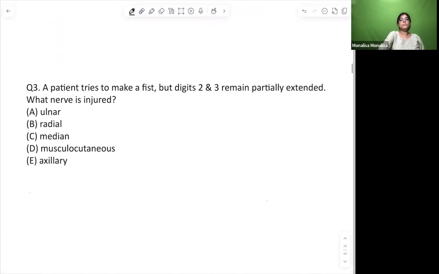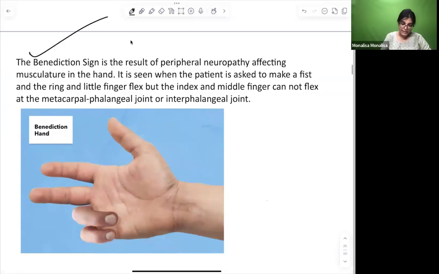A patient wants to make a fist, but he is not making a complete fist. Here, the index and the middle finger are partially extended. Can you tell me the injury of the nerve? Yes, this is Benediction sign, and the injury is to the median nerve. Absolutely correct.